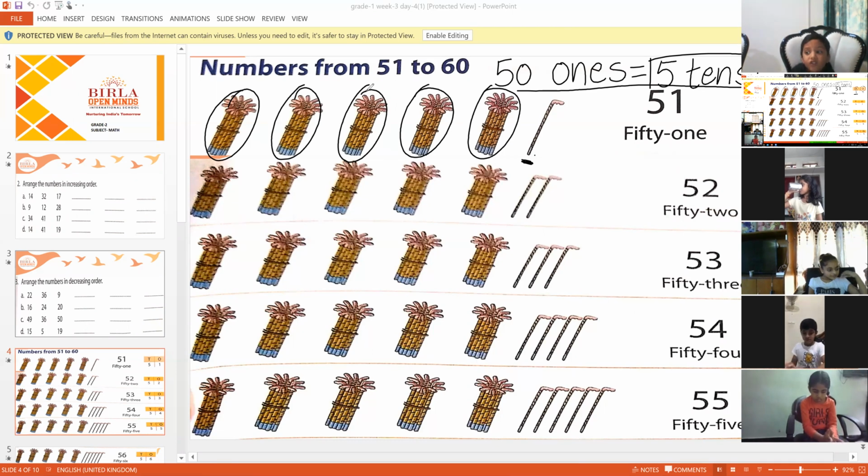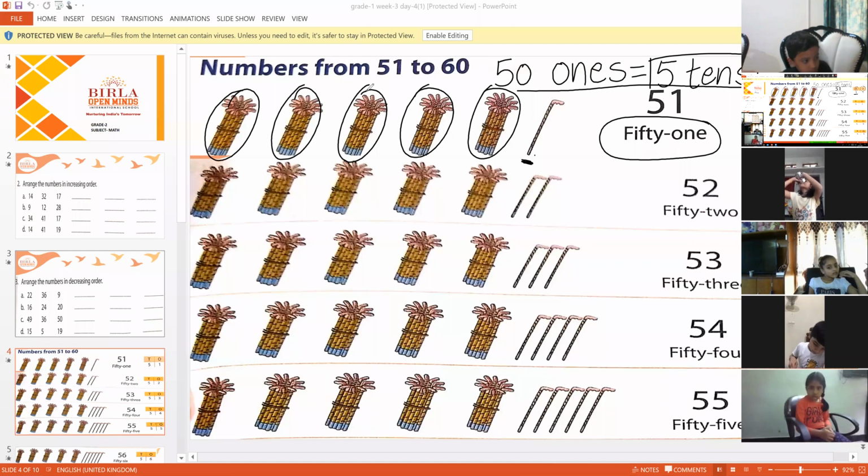Okay, children. So the number is 5, 1, 51. This number is written in word form also, like fifty and one. Number in word form is also written there in your book, children. Now come to page number 121, children. Again see in your book, again there are 5 groups. 1, 2, 3, 4 and 5. 5 groups are there, children, right?